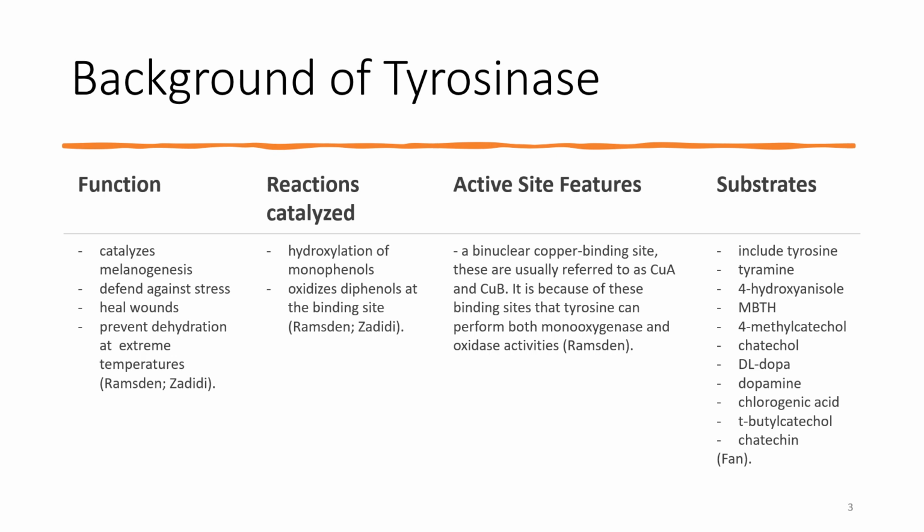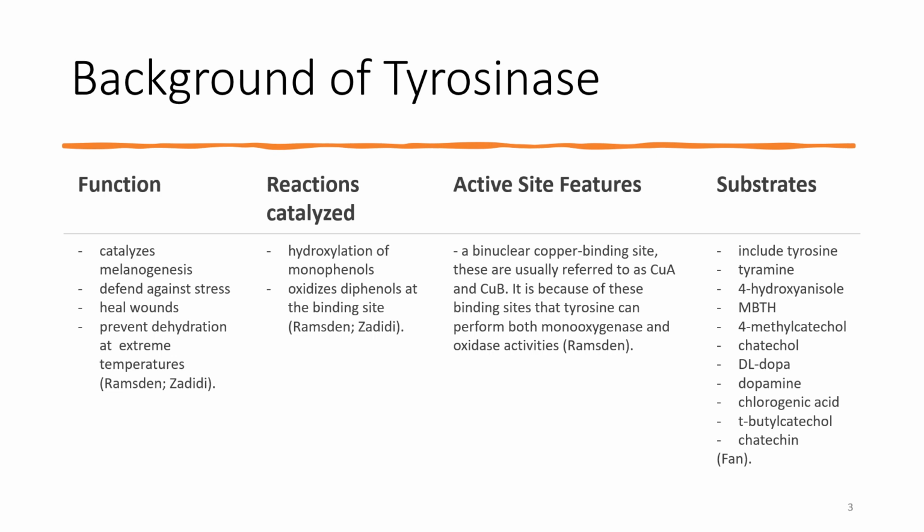It's also known to catalyze a few different reactions, two of which are the hydroxylation of monophenols, which is known as cresolase activity, and the oxidation of diphenols, which is catecholase activity. The active site of the tyrosinase in our mushroom is a binuclear copper binding site. These are usually referred to as copper A and copper B, or CuA and CuB. It's because of these binding sites that tyrosinase is able to perform both monooxygenase and oxidase activities.